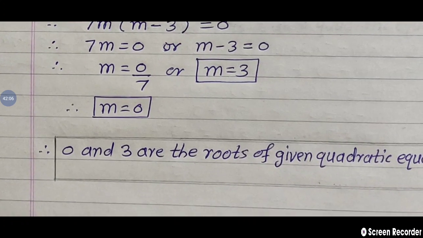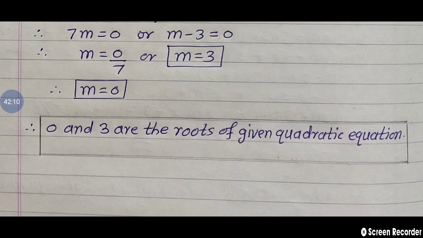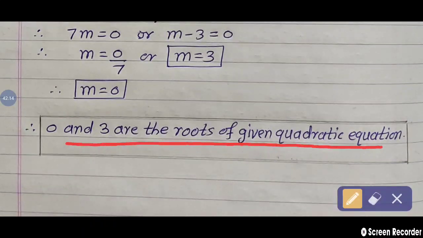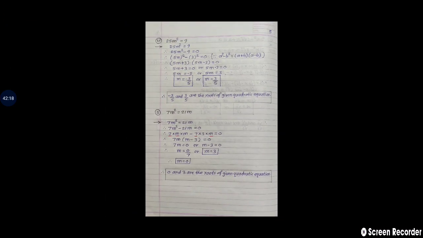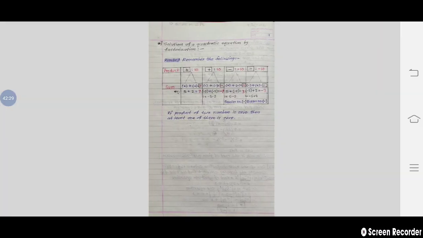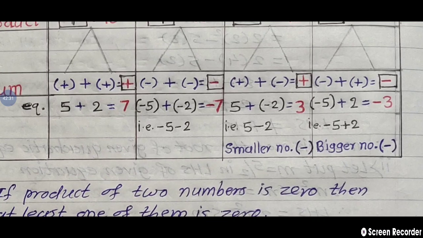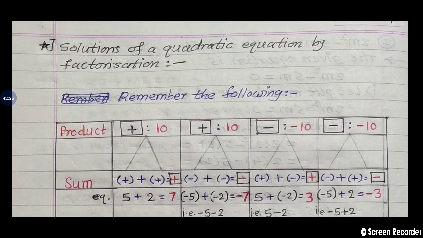At the last we write the final answer. 0 and 3 are the roots of the given quadratic equation. In this way, we find out the answers of a quadratic equation, find out the factors of a quadratic equation by the factorization method. So the remaining questions from this practice set 2.2 are for your homework.